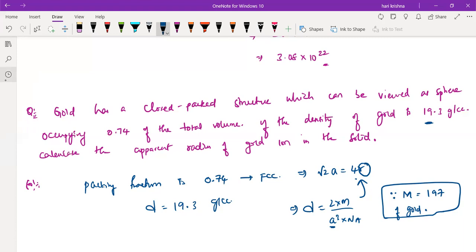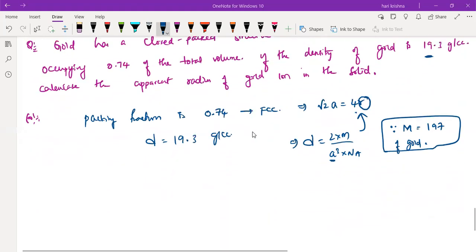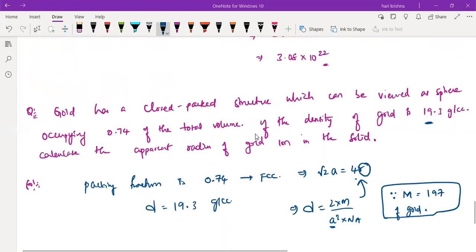Okay, I will join within 2 minutes. Got the answer? The gold has a closed packed structure, which can be viewed as spheres occupying the total volume. Anybody got the answer of A?